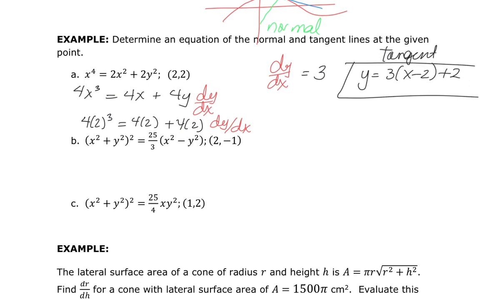The normal line will be y is equal to -1/3 (x - 2) + 2. So the slope of the normal line is just going to be the negative reciprocal of the slope of the tangent line.